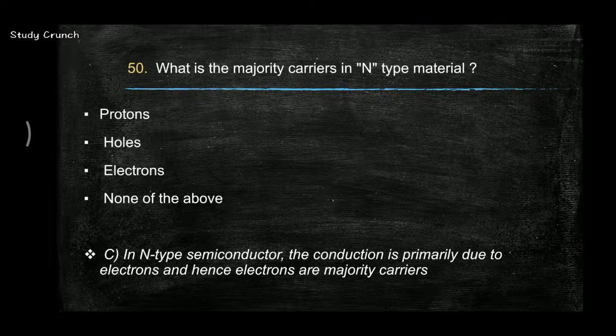Next, what is the majority carrier in n-type material? So the answer is electrons are the majority carrier in n-type material.